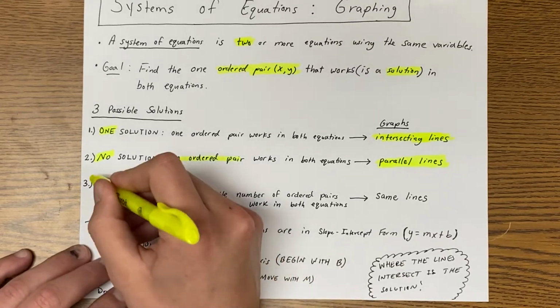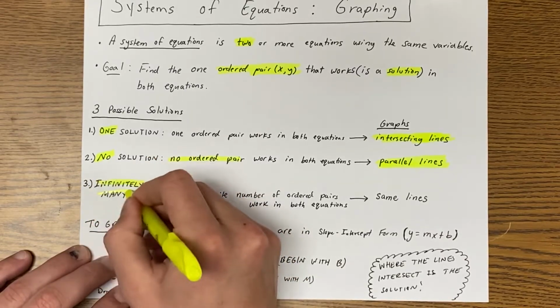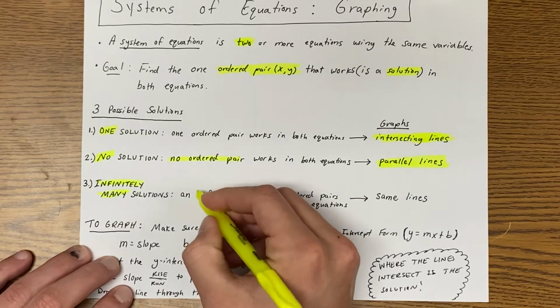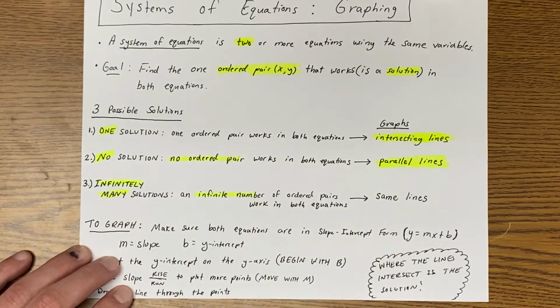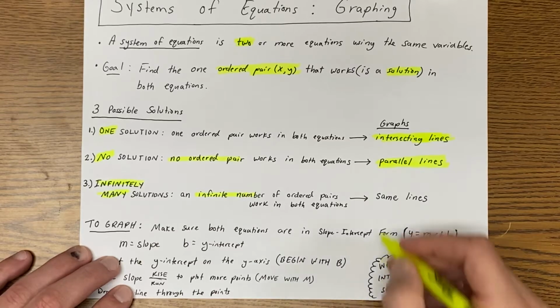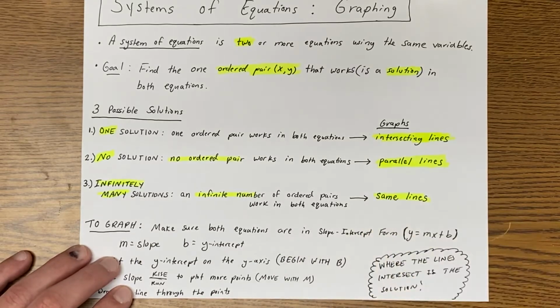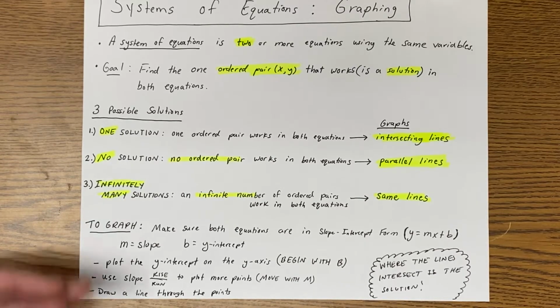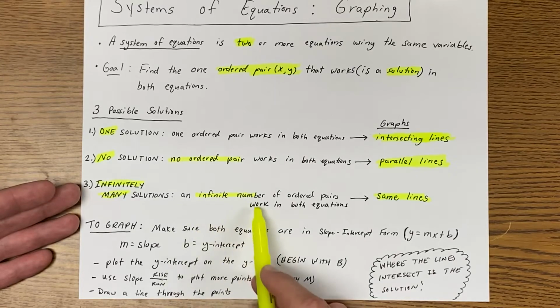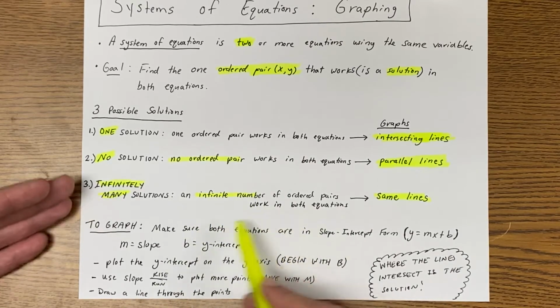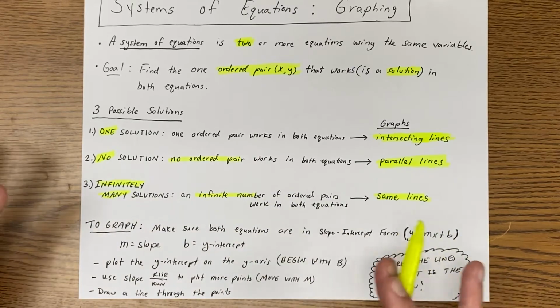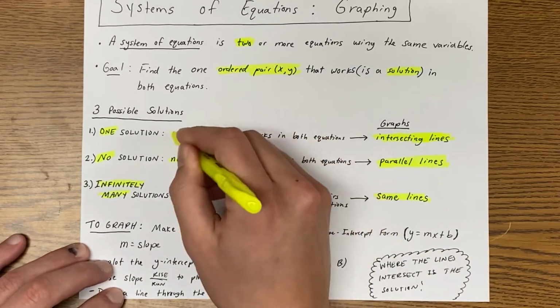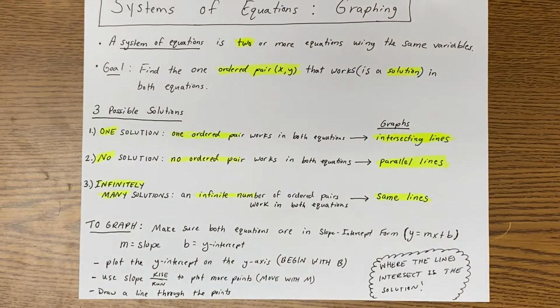The last solution we could have, we call infinitely many solutions. So there's an infinite number of ordered pairs that will work in both equations. How will these lines look? Well, they will be the same line. We'll graph one line, then we go to graph the other line, and it lies right on top of the first line we graphed. So they would have the same slope and the same y-intercept. Infinitely many solutions: we have an infinite number of ordered pairs that will work for x and y. No solution: there is no ordered pair that will work. One solution: we have one ordered pair that will work in both equations.